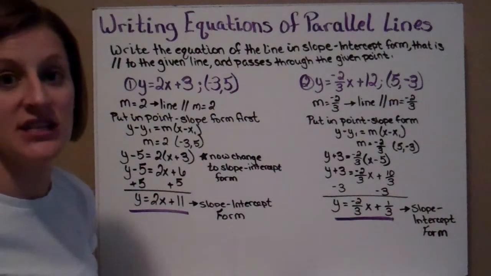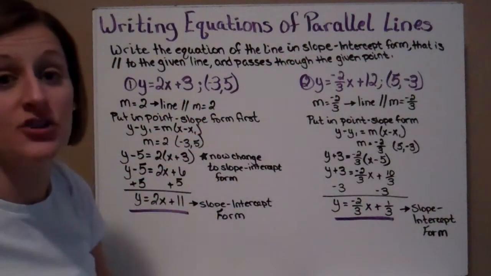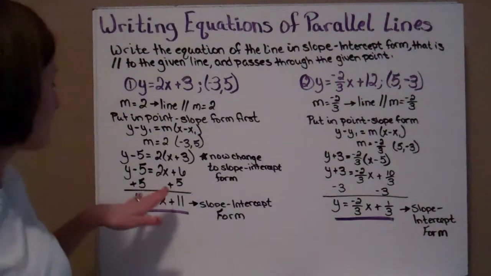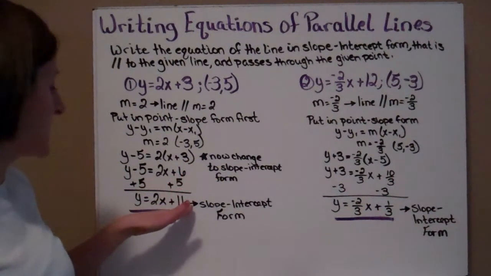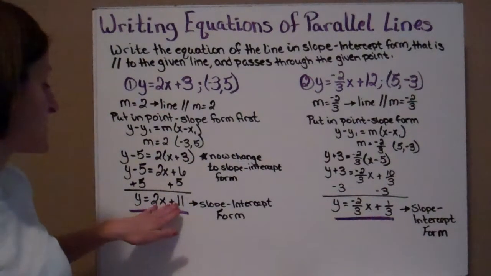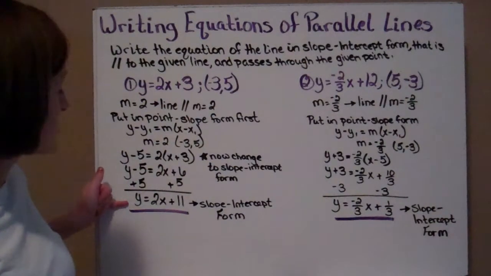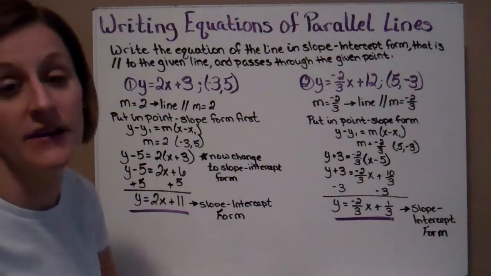Now I can change it into any form that I need to. Now notice in the directions it says slope-intercept form. So I've got to basically solve for y. I'm going to add 5 to both sides. 6 plus 5 gives me 11. So my equation is going to be y equals 2x plus 11. And that's in slope-intercept form. And this equation of this line is going to be parallel to the given line that they have given us.